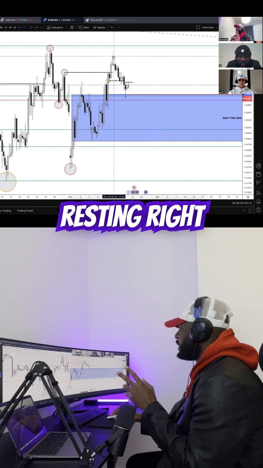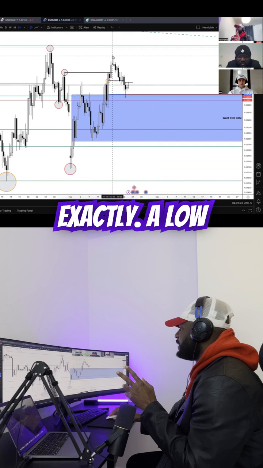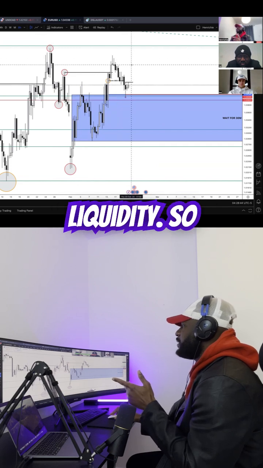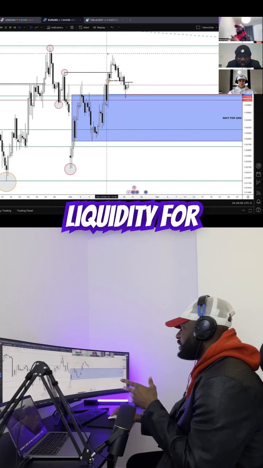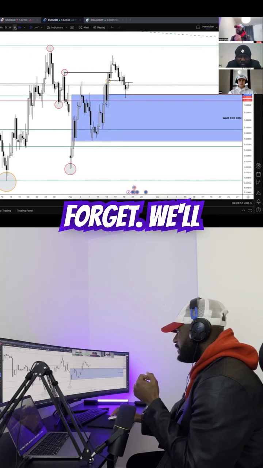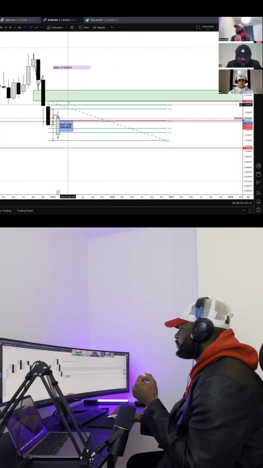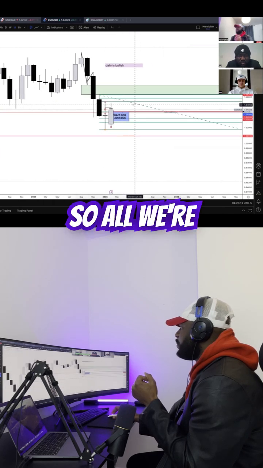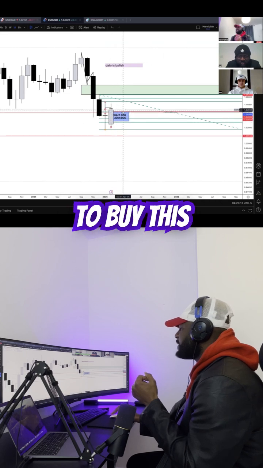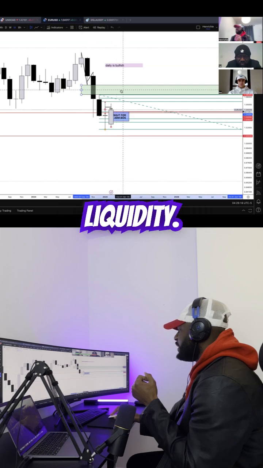What is resting right here? Low resistance. Exactly. A low resistance liquidity. So you target that low resistance liquidity for price to sweep those highs. And don't forget, we also have our overall draw on liquidity. So all we're looking for is an opportunity to buy this and come in here. This right here is our draw on liquidity.